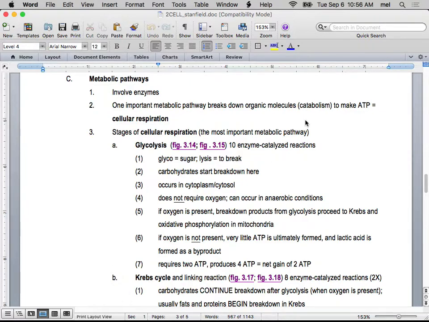Okay, so one important metabolic pathway breaks down organic molecules to ATP, and that is a what? Anabolic or catabolic process? Catabolic process. And so what we are going to do is to try to generate ATP. This process is called cellular respiration, arguably the most important one for you.